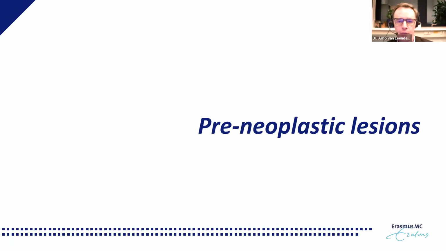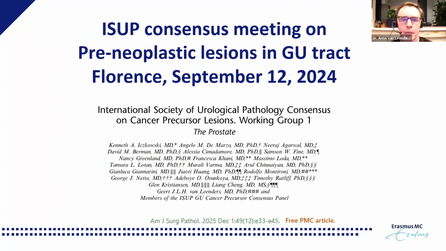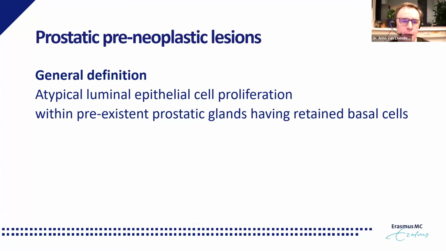So we will start off with preneoplastic lesions of the prostate. And as I already briefly mentioned, this is closely attached to our consensus meeting 2 years ago in Florence, in which we discussed precursor lesions of the GU tract. And what I will discuss today are mainly the precursor lesions, of course, in the prostate.